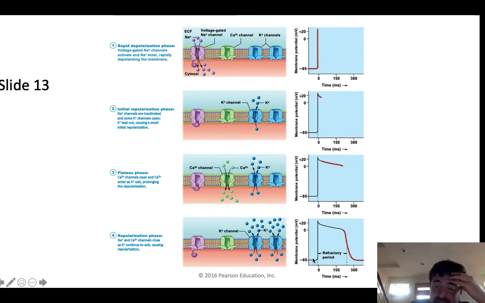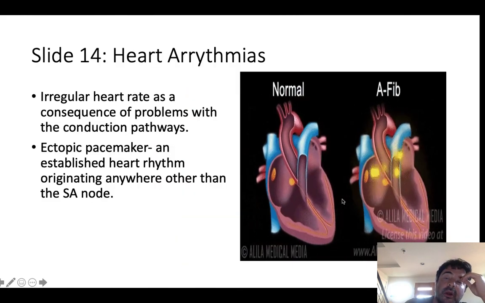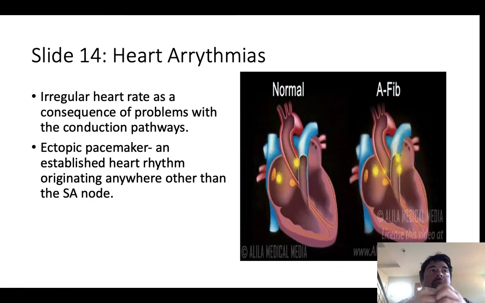But this action potential is long. And remember, the length of the action potential dictates how much time the cell is going to contract for. You always get excitation before you get contraction. So why is all this important?